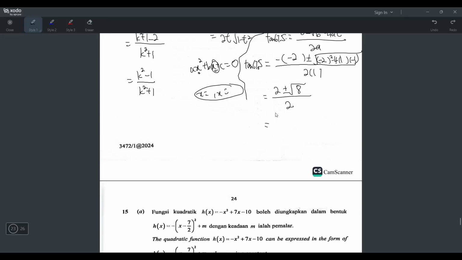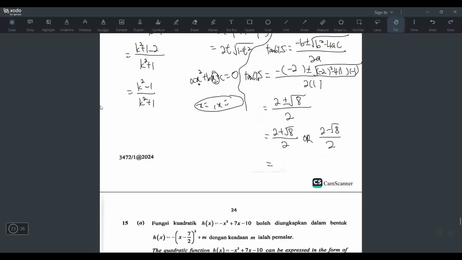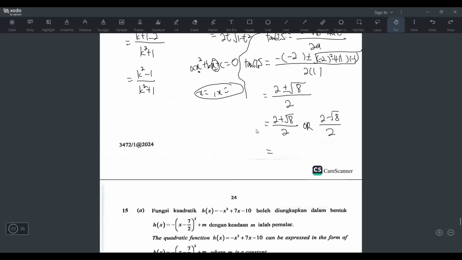The plus minus means you have to have two answers. The first answer is 2 plus square root 8 over 2, and the other one is 2 minus square root 8 over 2, right? So now you get these two answers, and then just write in how many decimal places they want. 3 decimal places. Press this and change it to decimal. 2 plus square root 8, answer divide 2 in decimal, 3 decimal places, 2.414.